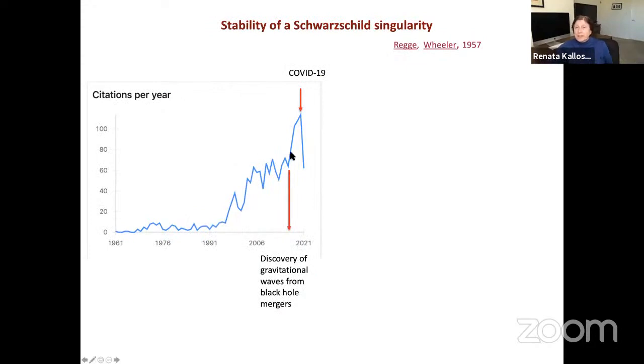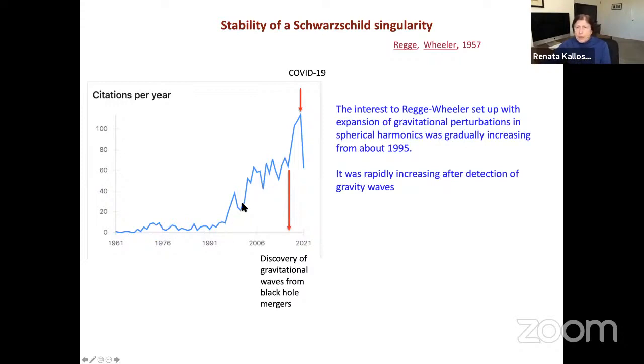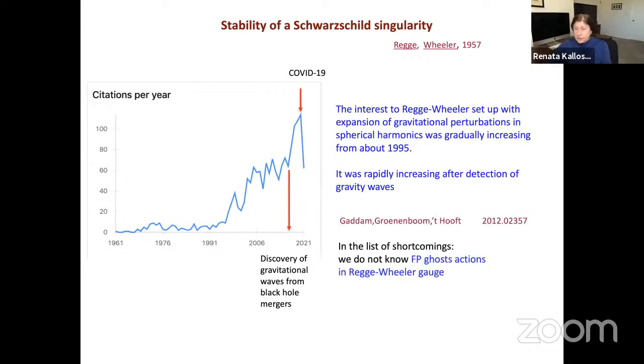Regge and Wheeler wrote their paper in 1957. And they called it Stability of the Schwarzschild Singularity. They considered first order perturbation to the classical solution. There's an interesting story that for 40 years, nobody cared a lot. Then there was gradually rising interest. By the time there was a discovery of gravitational waves from black hole mergers, there was a significant increase. And then of course, COVID came, and this is what we see here. For me, personally, I didn't know about the Regge-Wheeler gauge, but there was a paper by 't Hooft and collaborators very recently, and they gave a list of shortcomings of their paper.